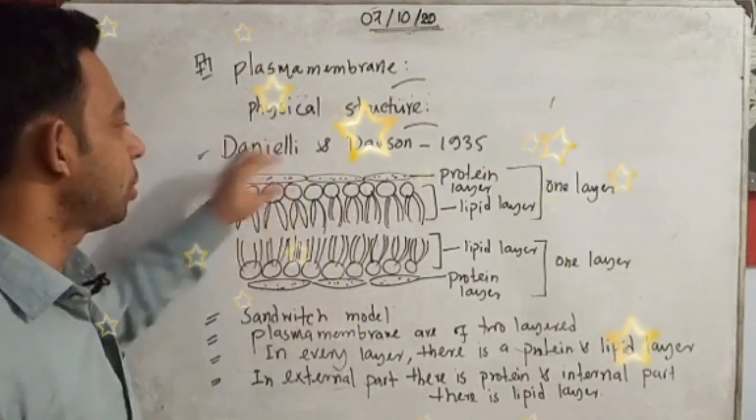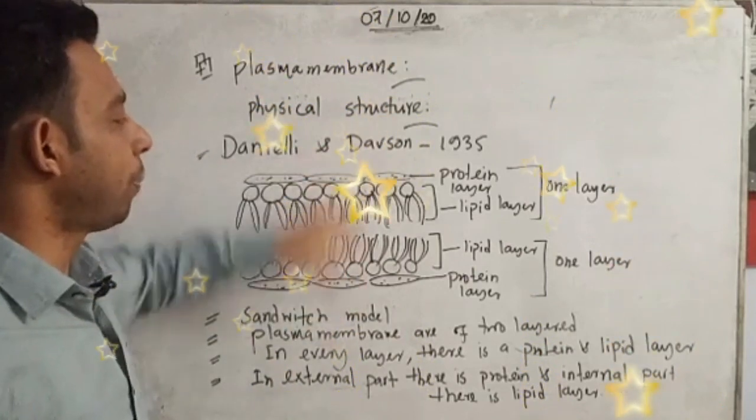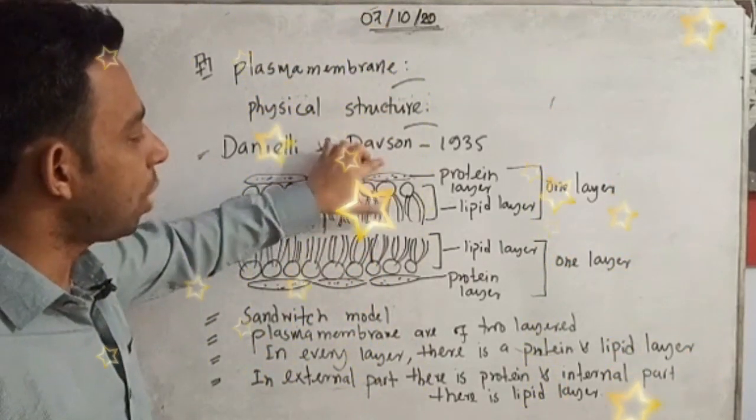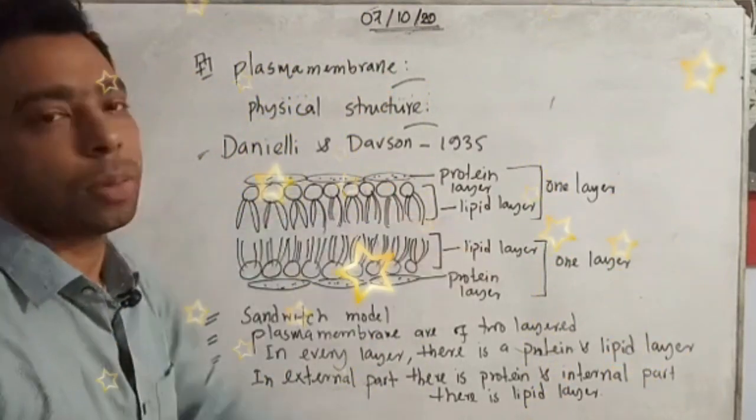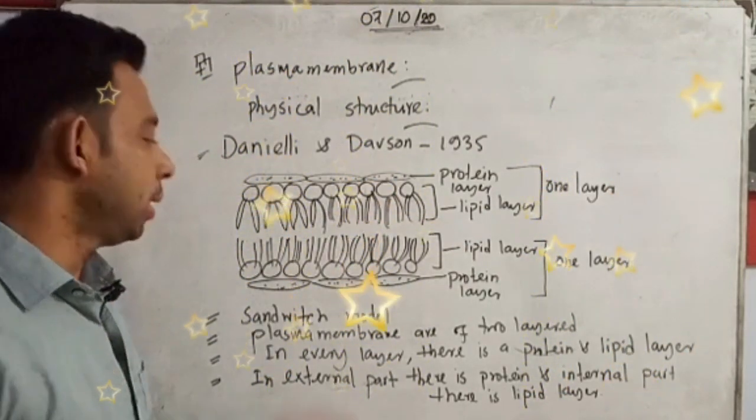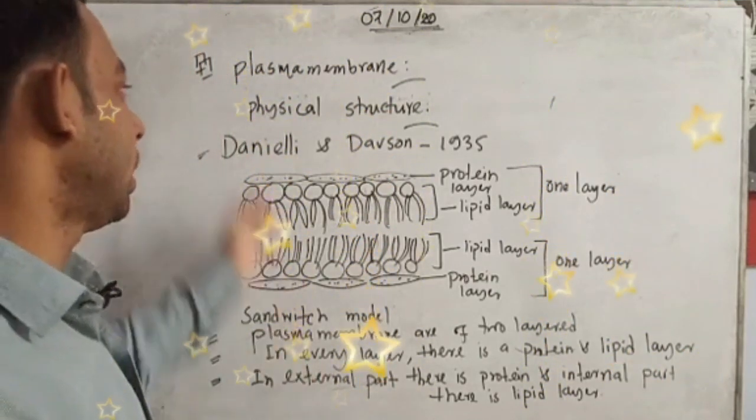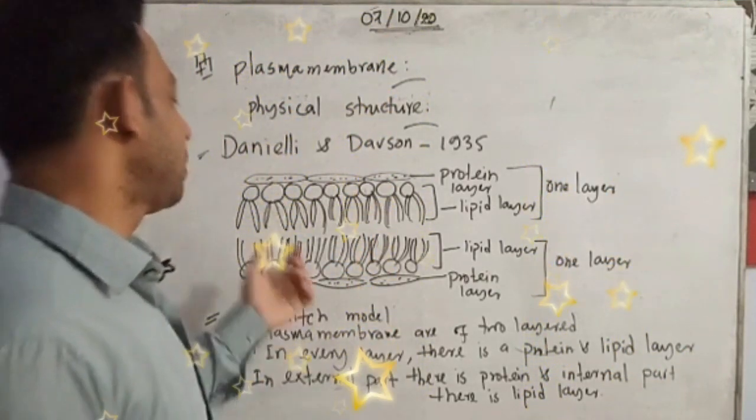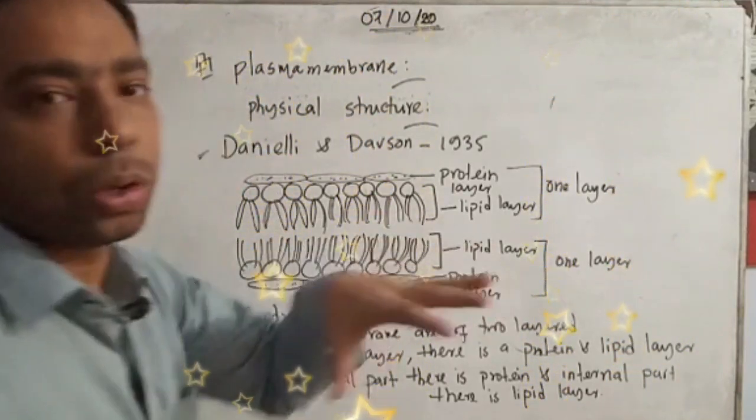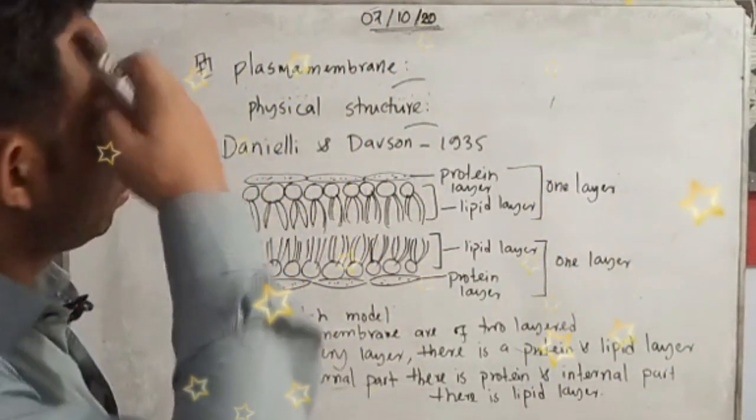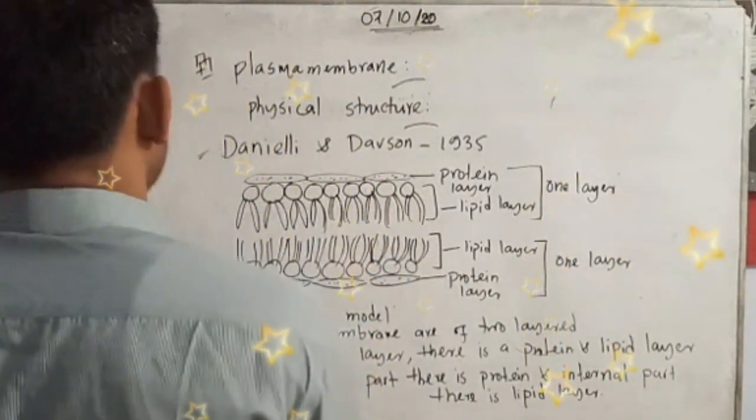Okay, so just what I have written, the sandwich model: like a sandwich, outside the protein, inside the lipid. One protein layer, one lipid layer, and one more protein layer. So this is the bilayered, double layered or two layered model, the Danielli and Davson model, or sandwich model, according to the concept of the physical structure of the plasma membrane. Another one we will go through next.